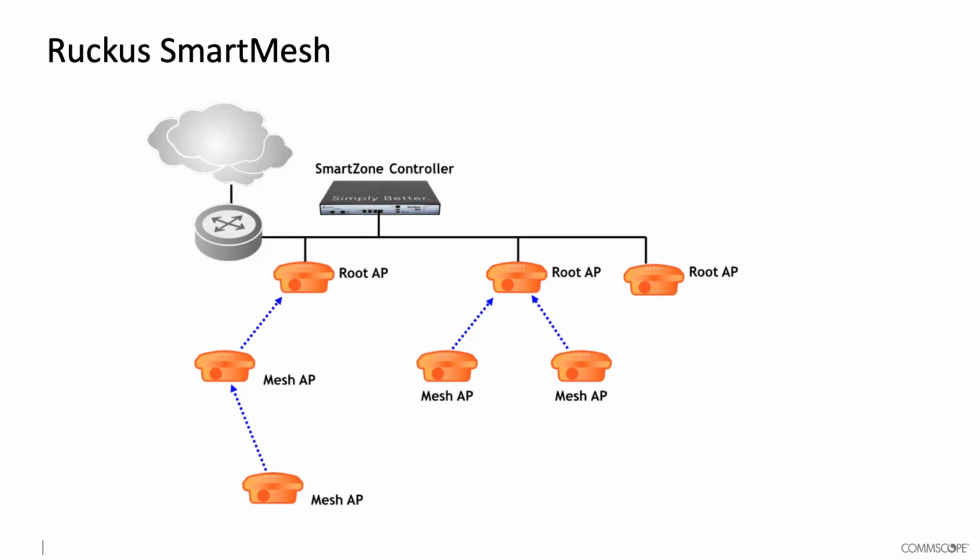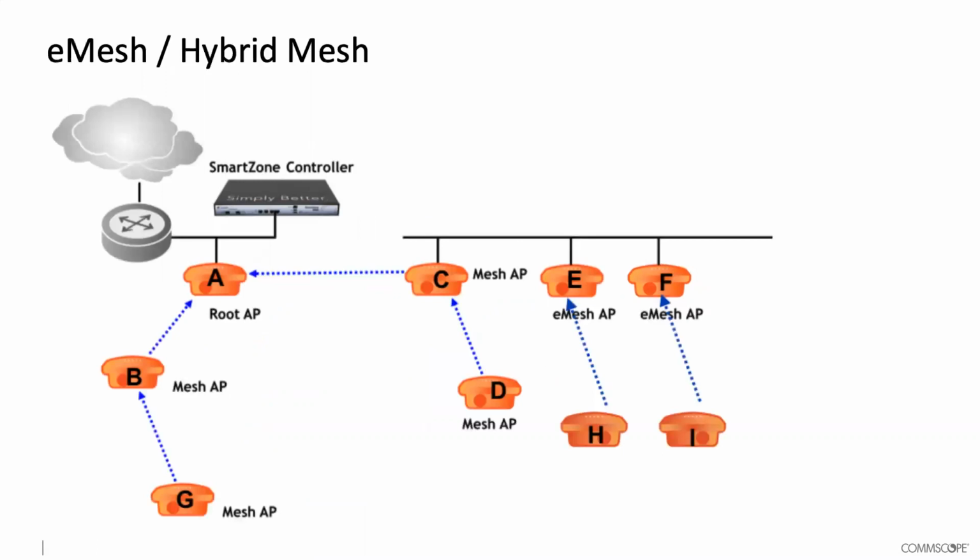And then you have your mesh APs, which are the APs below that, where you can see the blue dotted line that indicates a wireless connection. So this is what we call a standard mesh deployment. Then we also have something called eMesh or hybrid mesh.